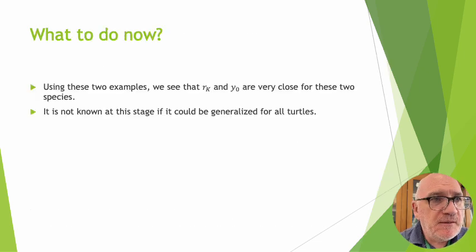Using these two examples, we see that RK and Y0 are very close to each other for these two species. It is not known at this stage if it can be generalized for all turtles. This is a work that we should do.